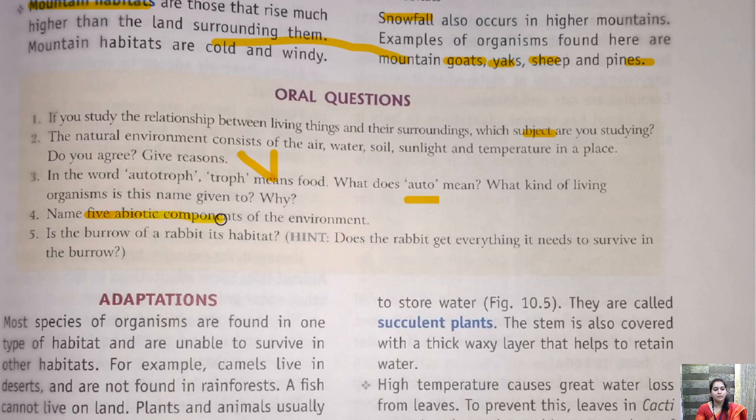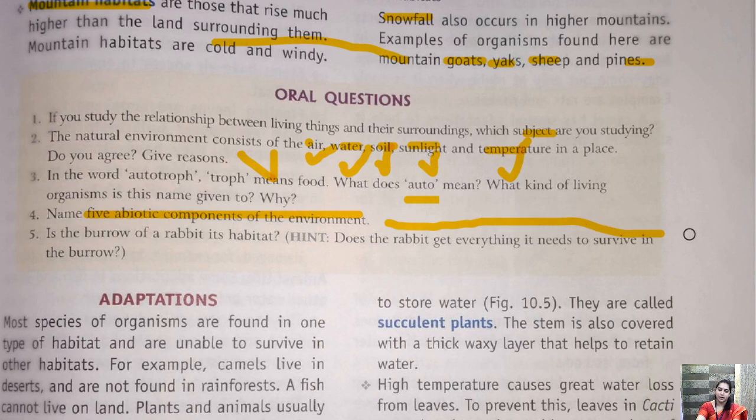Name 5 abiotic components of the environment. We have to tell 5 abiotic components. So write the answer. Answer is air, water, soil, sunlight and temperature. So these are the 5 abiotic components. So the answer is written here. You can write it down here. You will write air, water, soil, sunlight and temperature. These are abiotic components of the environment. Clear?